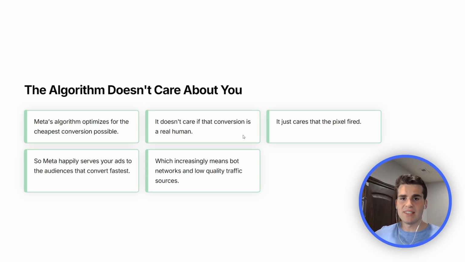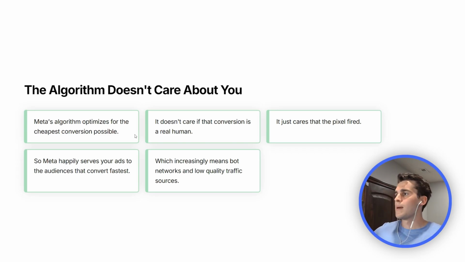What you need to understand is the algorithm fundamentally doesn't care about you. Whatever you're doing for your demographics inside the campaign, Facebook treats that as a suggestion. It's like, okay, cool, they want this, but we're going to optimize around what the pixel's actually doing. It doesn't care if the conversion is a real human. It just cares that the pixel itself actually fired, which increasingly means bot networks and low quality traffic sources. And on top of that, competitors as well, because if someone's smart and they're your competitor, they can flood your pixel with bad data, and then your data is going to be optimized for whatever they're doing on their Facebook, which isn't your target ICP.